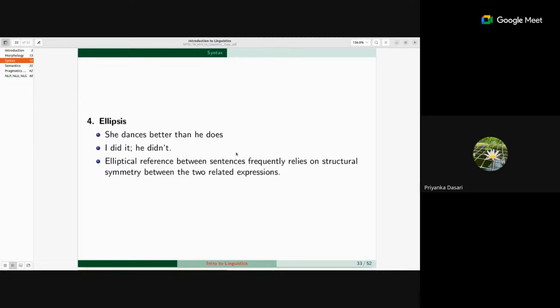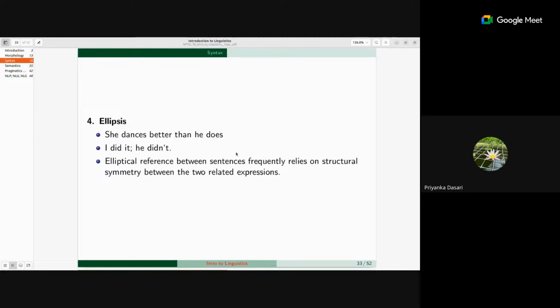And ellipses. Ellipses are incomplete sentences that we can understand with the context. Let's say "She dances better than he does." Here, in "than he does" we know that we are talking about dancing. We are not saying "she dances better than he dances." These types of constructions are called ellipses, where we give incomplete information that can be inferred from the context. Ellipses are used when we are talking in a context.